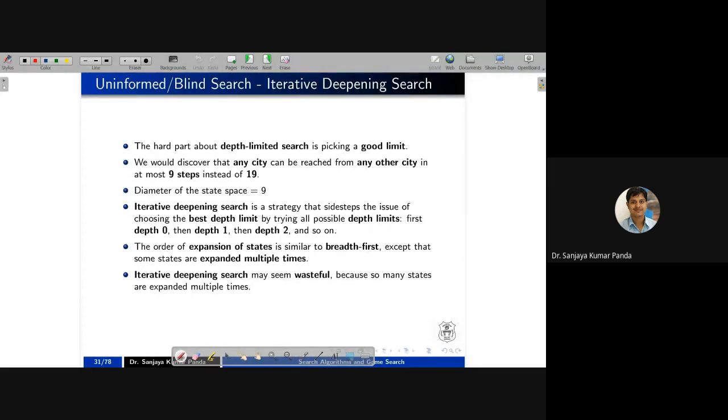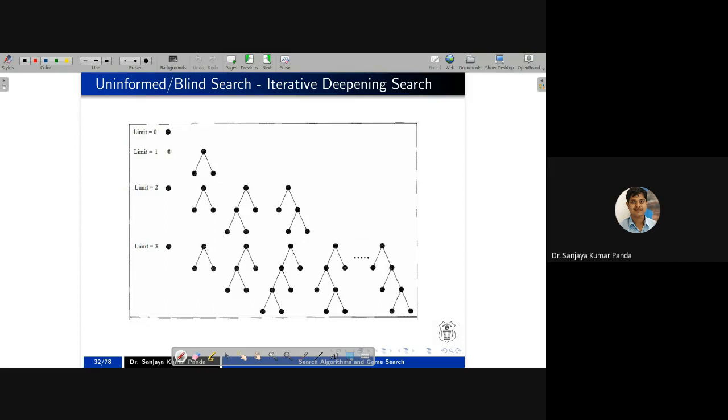Let us see one example to understand iterative deepening search. Let's say the limit is equal to 0. Then only the root node comes. If the limit is equal to 1, you can expand the root node and get 2 children nodes. But when the limit is 2, again you start with the root node, expand it to get 2 children nodes, expand one of the children nodes, and expand the other child node.